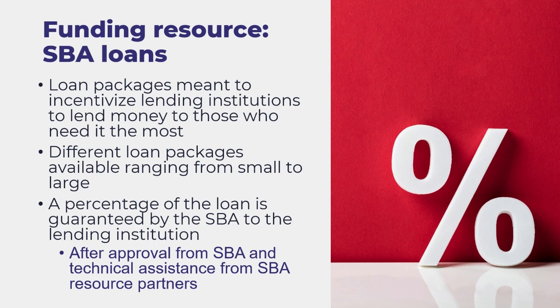It should be noted that's only after approval from the SBA and the technical assistance from the SBA resource partners, which we'll discuss more in depth in module number 6. They are going to make sure I've got all my I's dotted, all my T's crossed, that my business plan makes sense through the resource partners. So you're not going to get around those 5 C's with the SBA loans. The idea is to incentivize small business owners who need that capital the most to not give up.